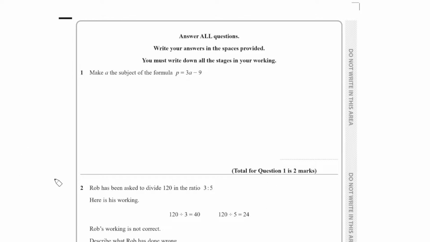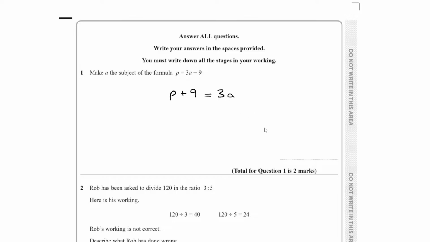So question 1, we've got make A the subject of the formula P is equal to 3A minus 9. So quite a nice one to start with. We're just moving everything out of the way so that A is left on its own. So I would normally start by adding the 9. You don't technically have to do it in this order, but that's how I would prefer to do it. So just move that across by adding it.